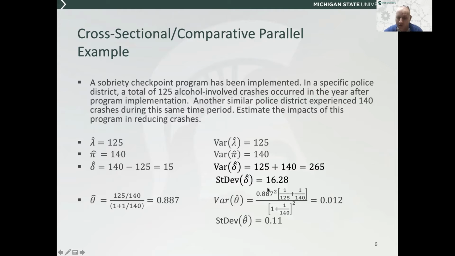The variance of that quantity, again, is just 0.887 squared times 1 over 125 plus 1 over 140, all over 1 plus 1 over 140 squared. And so our variance of that quantity is 0.012. The standard deviation is 0.11. And so in this instance, our 95% confidence interval would range roughly from 0.66 to 1.10. Okay, so just taking 2 standard deviations. And since that range includes 1, in this case, we can't claim that there's a significant improvement. Likewise, to this case, the difference not being different from 0.